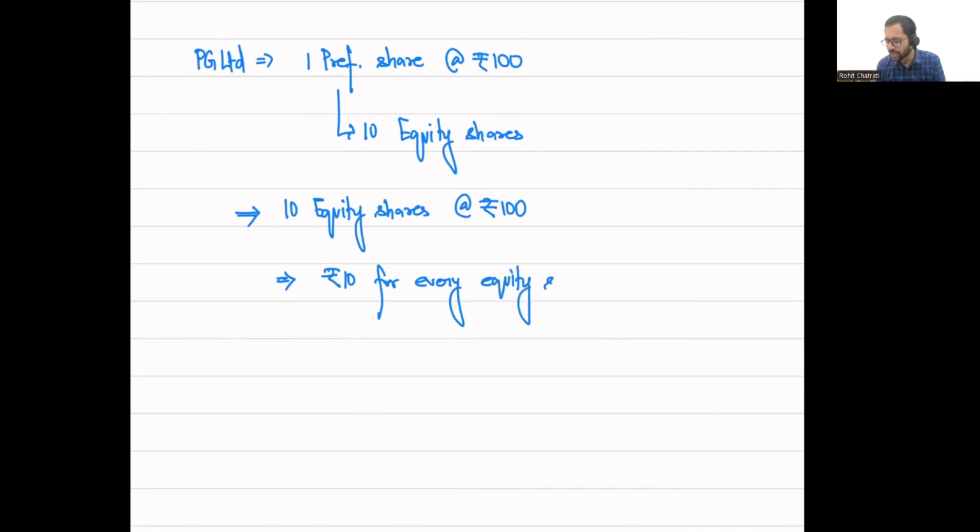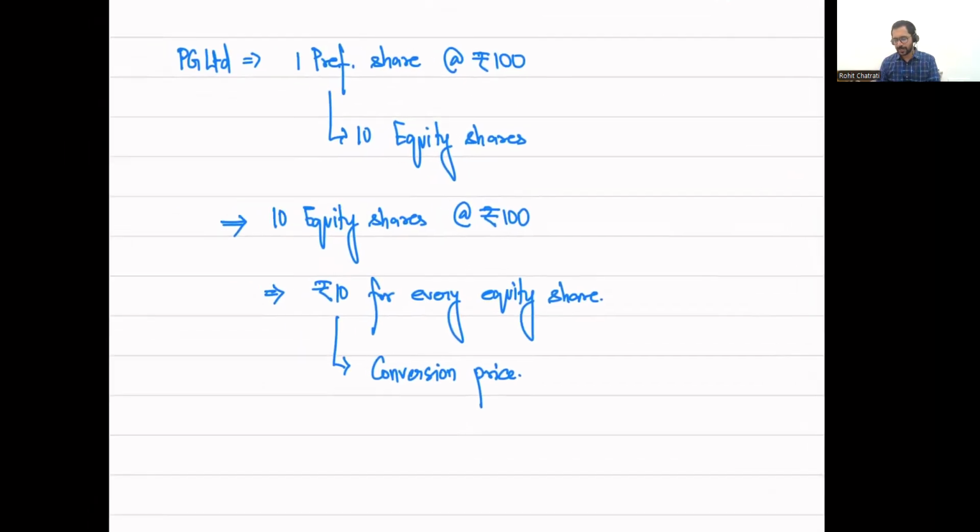How have I arrived at 10 rupees for each equity share? One preference share it has purchased at rupees 100. Each preference share is convertible into 10 equity shares, which means that PG Limited has effectively paid rupees 10 for every equity share. This rupees 10 is often referred to as the conversion price.